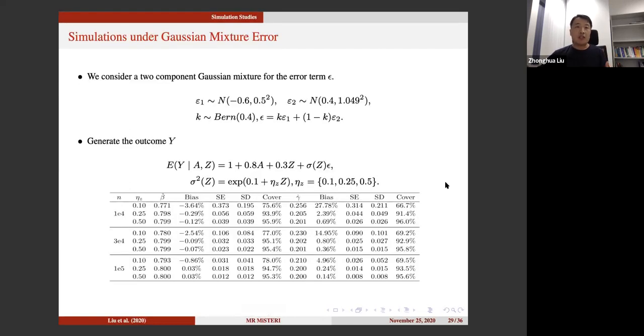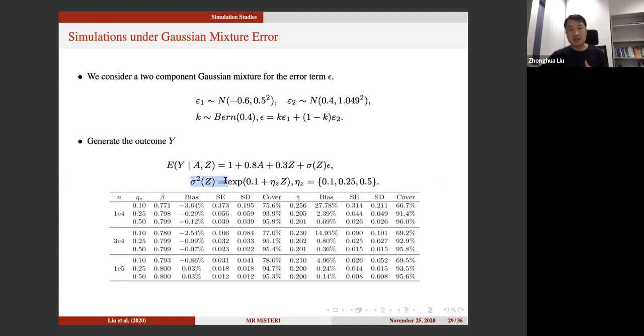We also do simulation on the Gaussian mixture error. So we have tried two components. You have a two-component Gaussian mixture error for the error term. Here is the setup: two normal distributions. We have a Bernoulli random variable. If it's 1, we take this one error. If it's 0, we take this other error. So with this Gaussian mixture, we generate a continuous Y following this distribution.